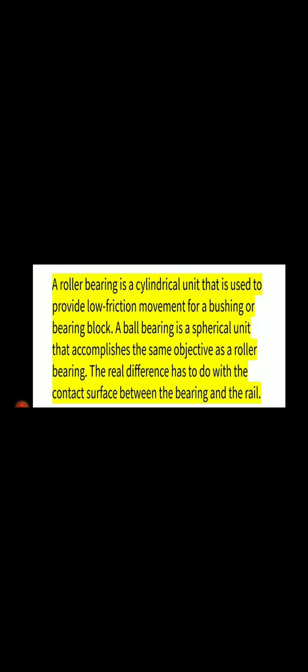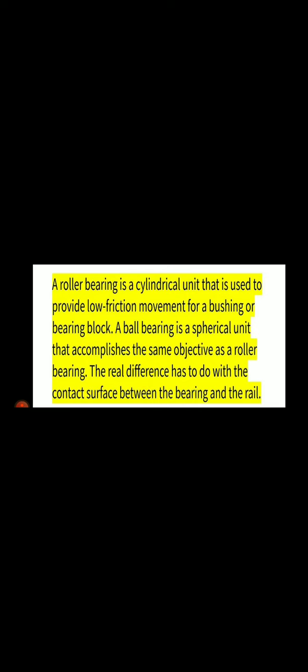Today we will be discussing the difference between roller bearing and ball bearing. Basically, a roller bearing is a cylindrical unit and a ball bearing is a spherical unit. A roller bearing is used to provide low friction movement for a bushing or bearing block, and a ball bearing is also used for low friction movement.